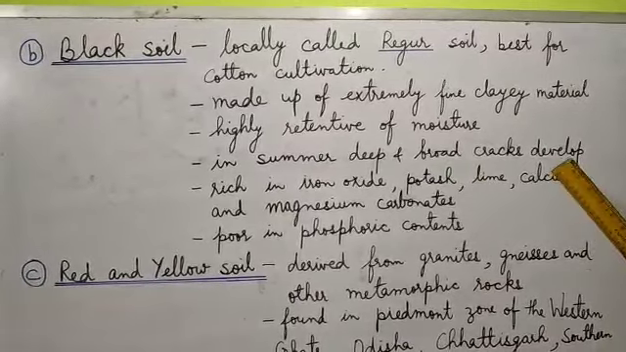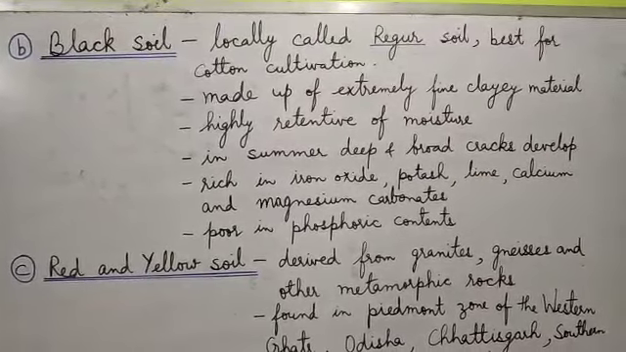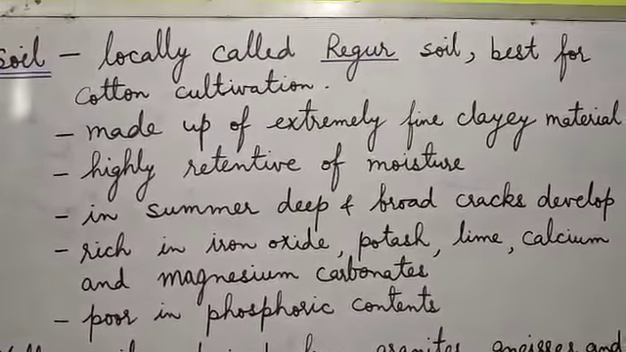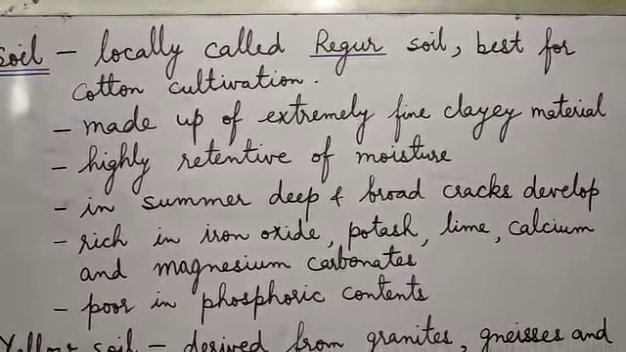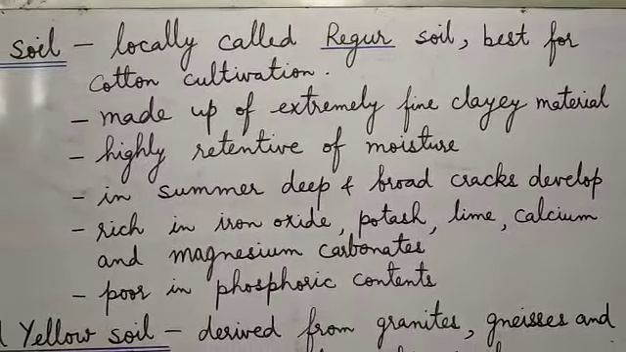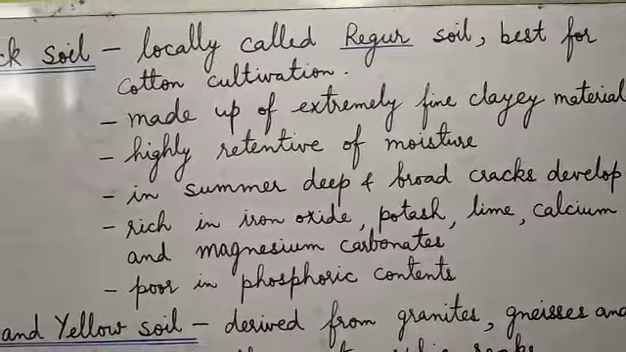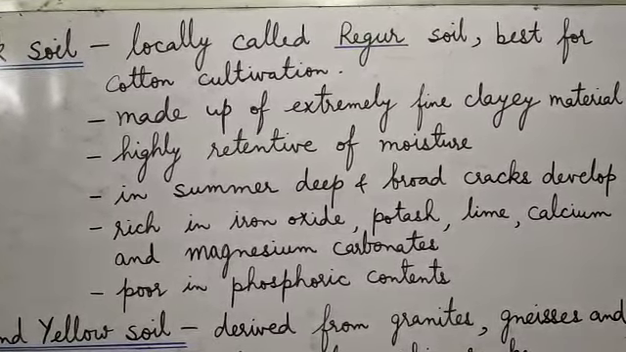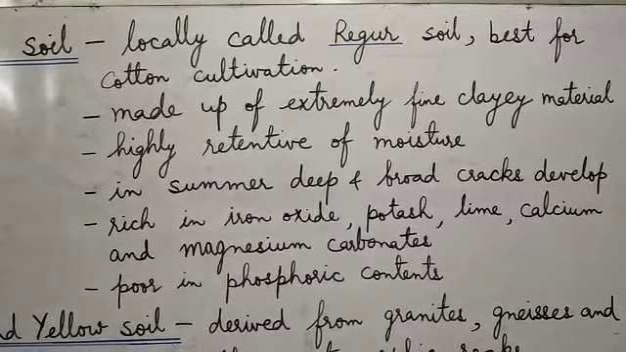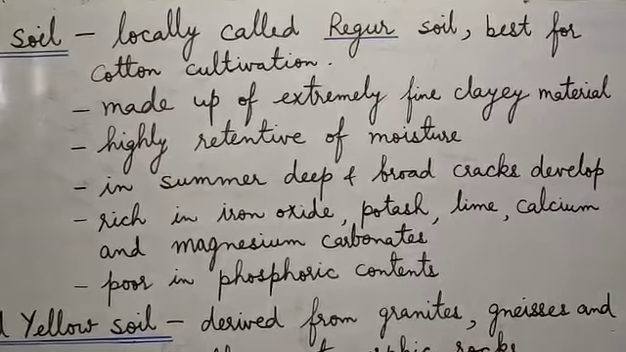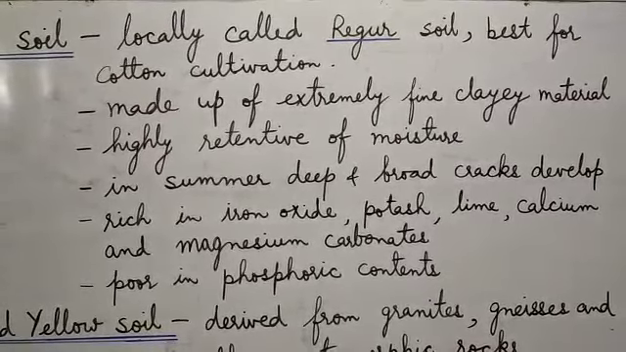Next is black soil, locally called Regur soil, and it is the best soil for the cotton cultivation, therefore it is called the cotton soil as well. The parent material for most of the black soil are the volcanic rock, that is well formed in the Deccan Plateau, basalt. These are the regions of high temperature and low rainfall. It is therefore a soil which is typical to the dry and hot regions of the peninsula.